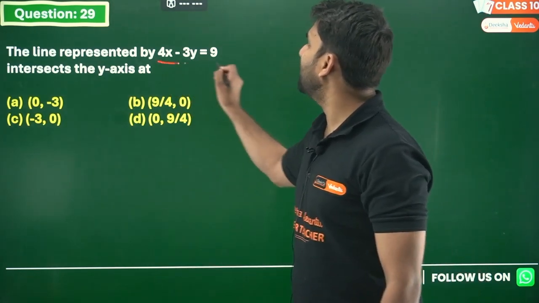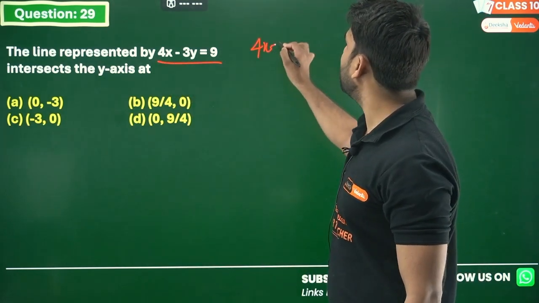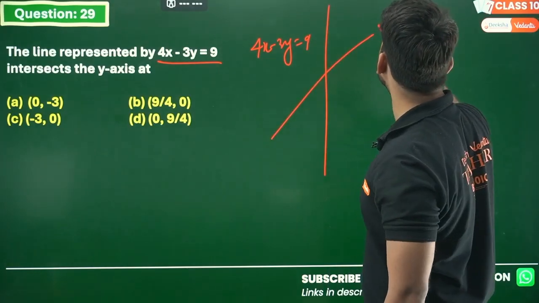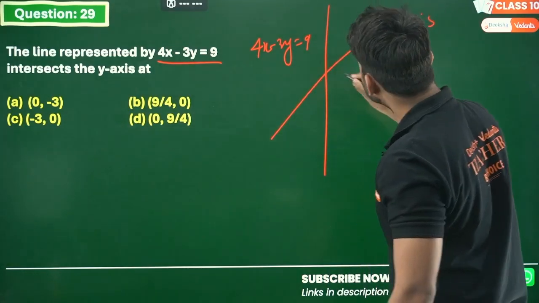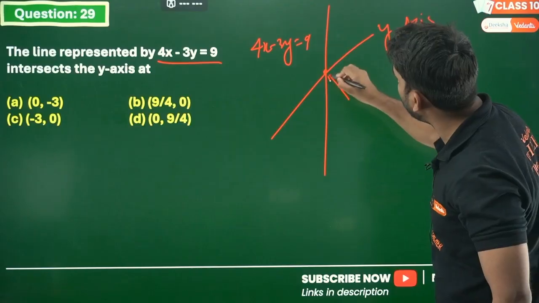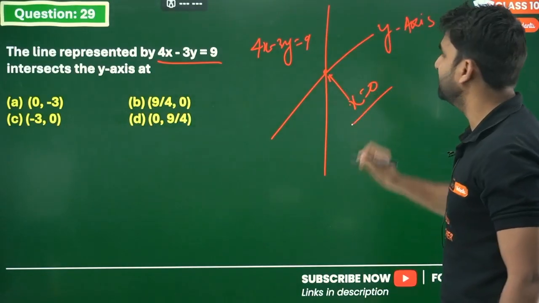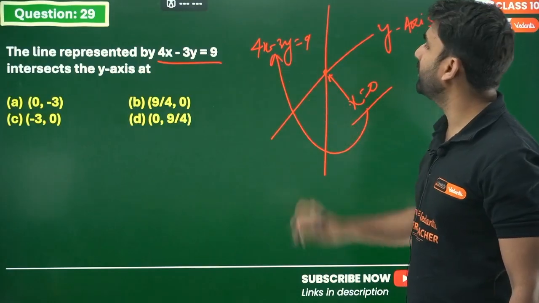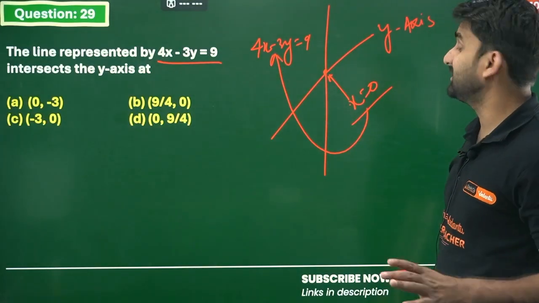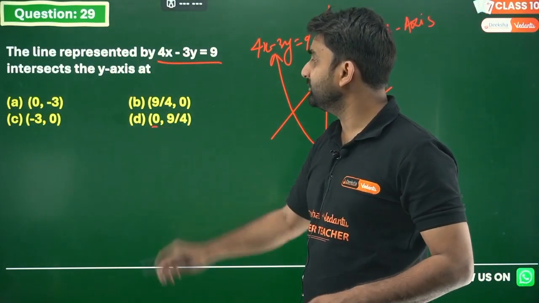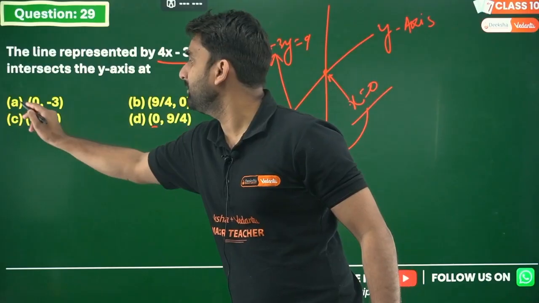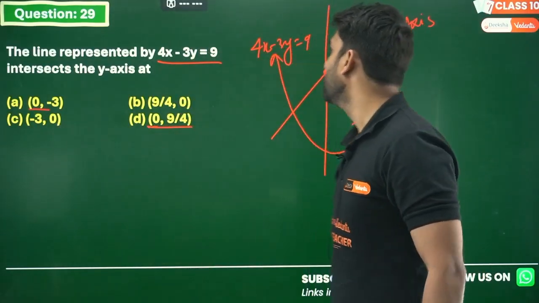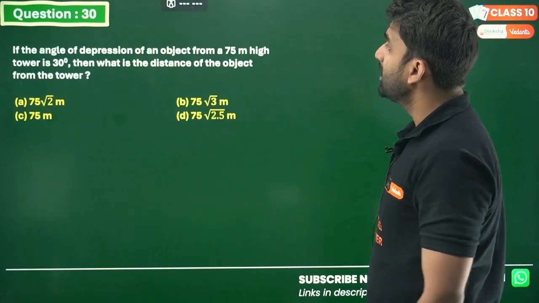See my dear, if the line 4x minus 3y equals 9 is intersecting the y-axis, it means that this point will be on the y-axis, so the x coordinate will be 0. Now put x equals 0 here, you can get the result. But it is confirmed that the x coordinate will be 0. So any answer will be from this option or from this option. It cannot be the other, because the point is on the y-axis.